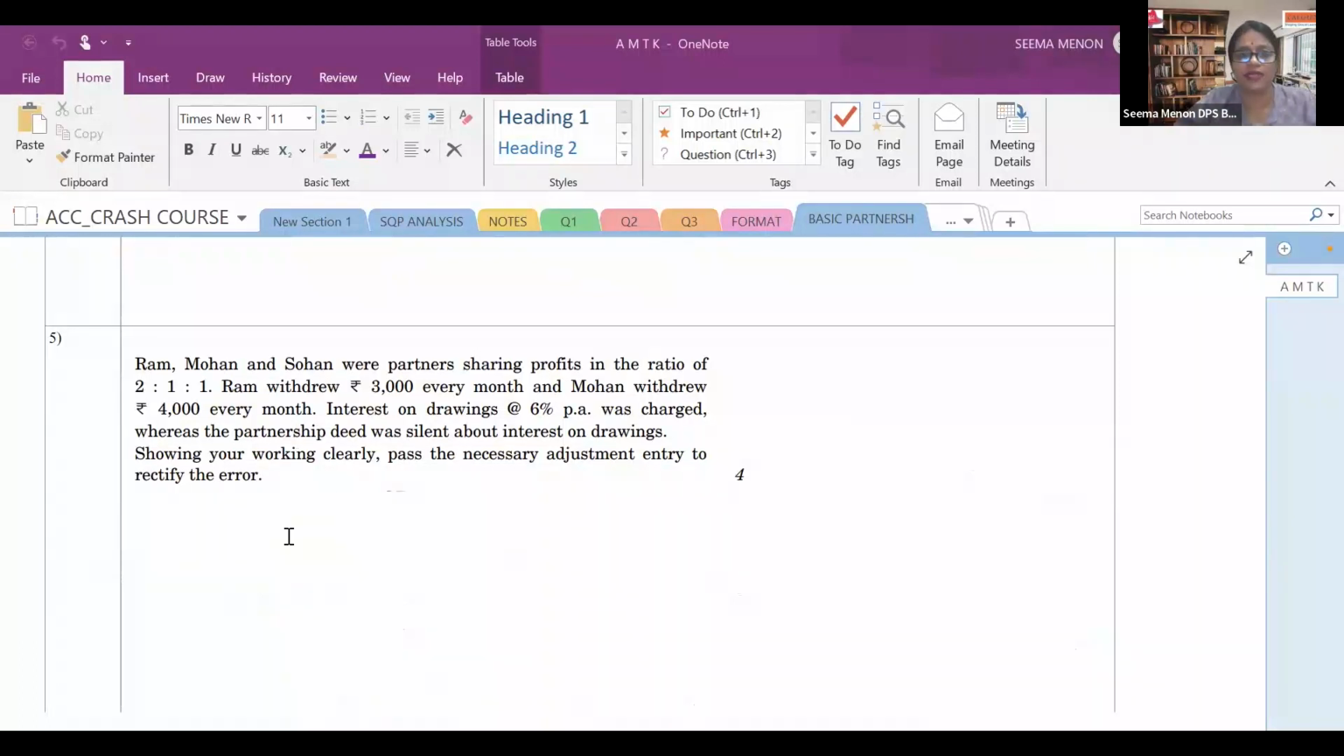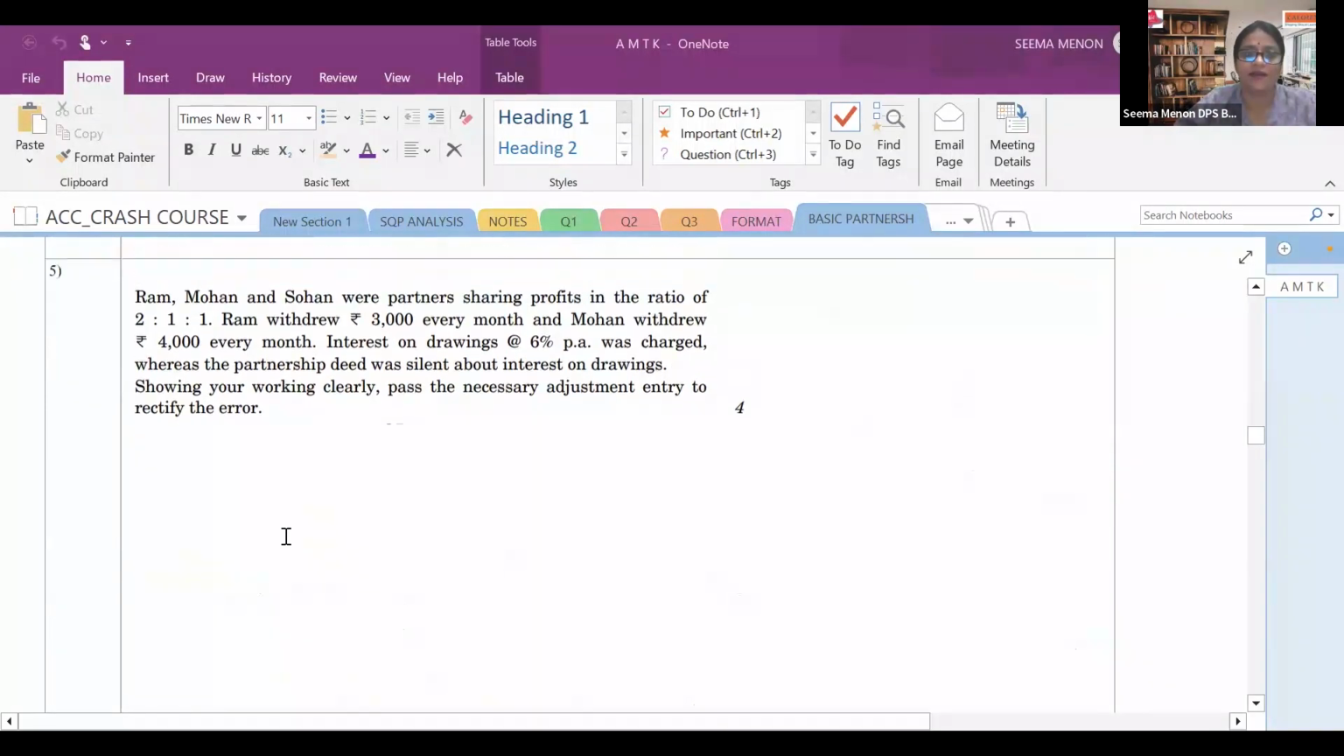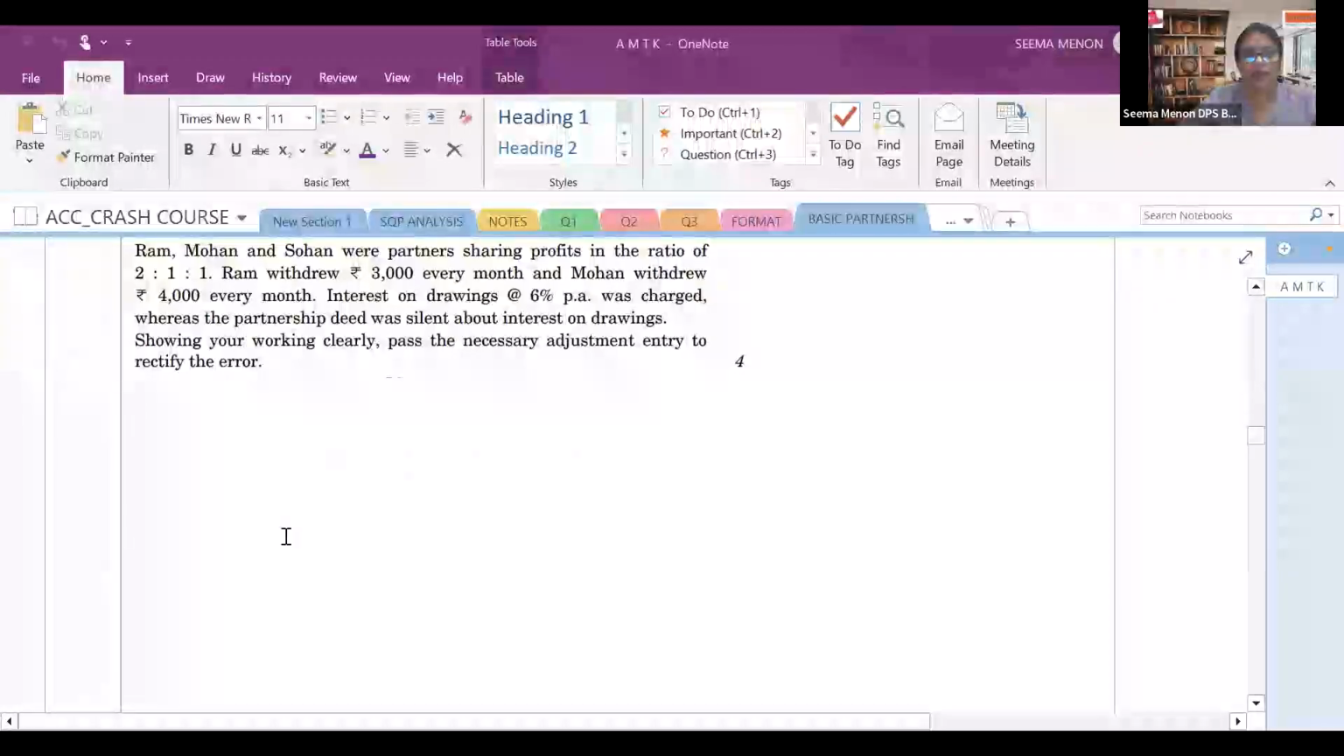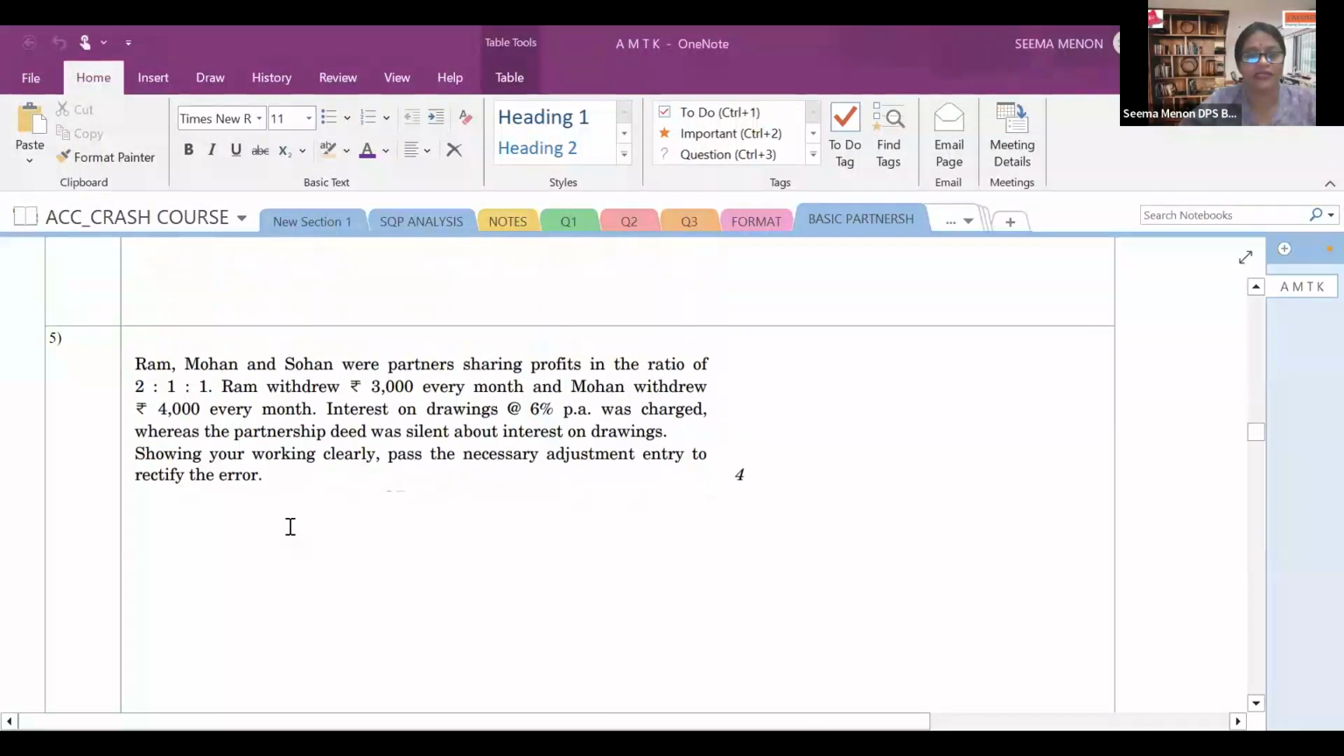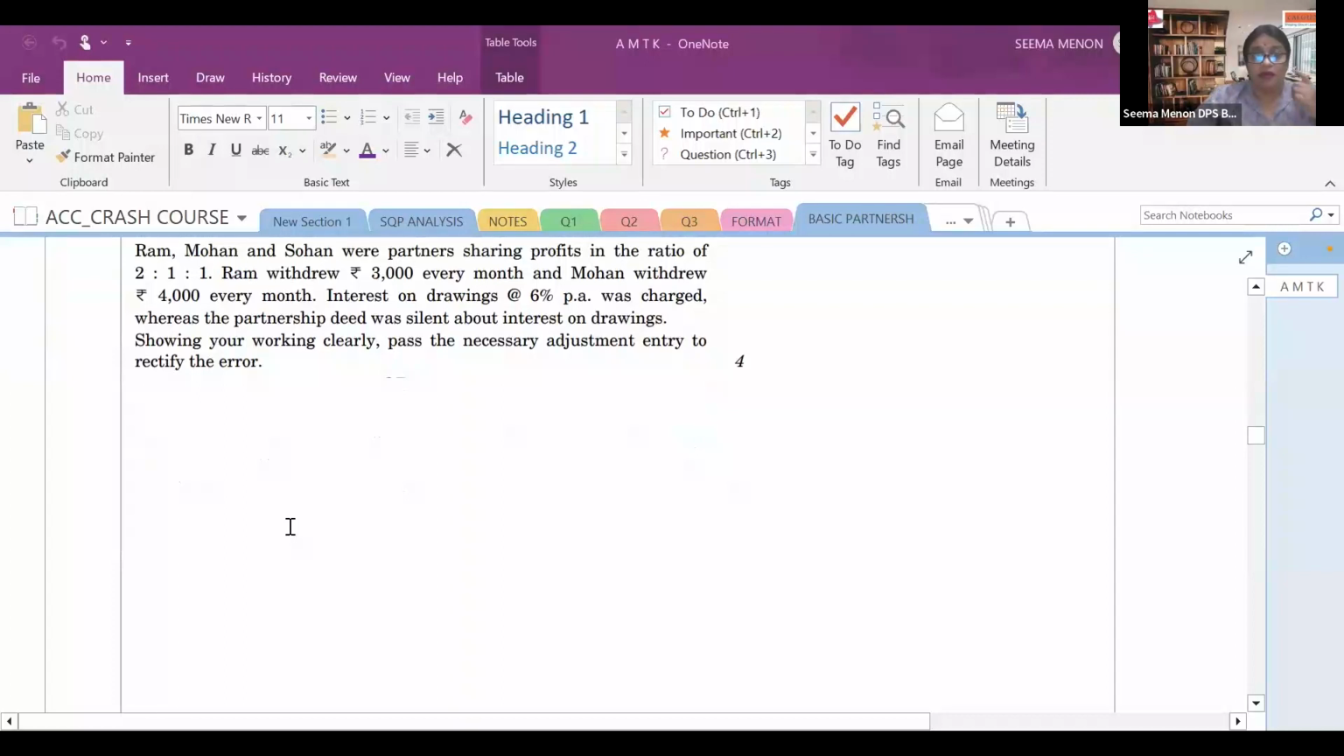So let's start today's topic. It's on past adjustment and gaining and sacrificing ratio. So let's solve the practical session. You can see the question on the screen.